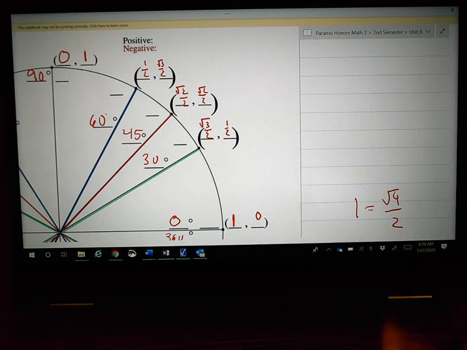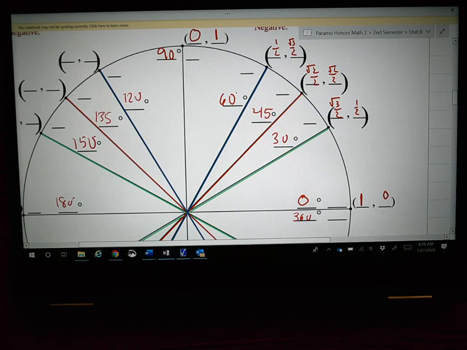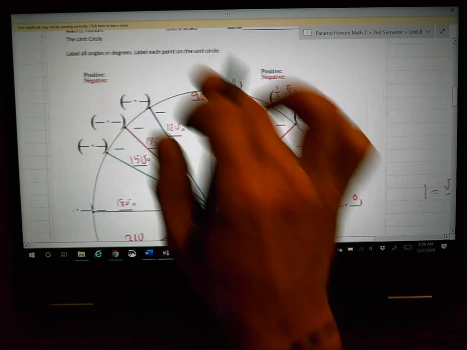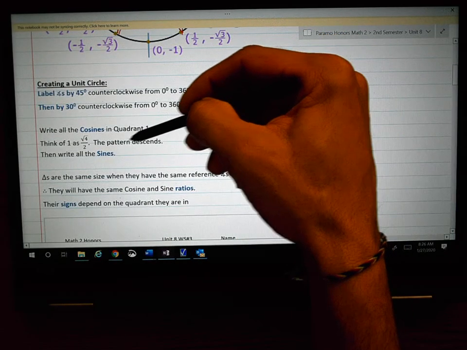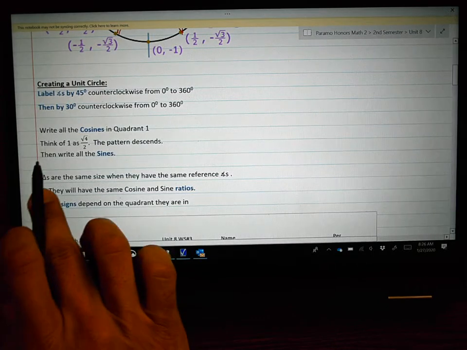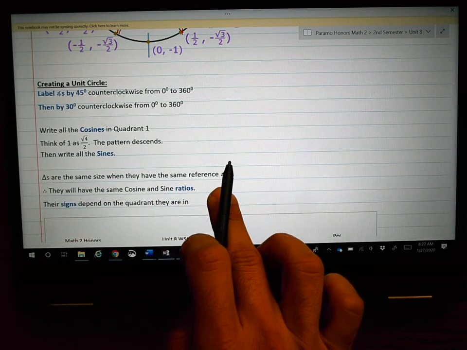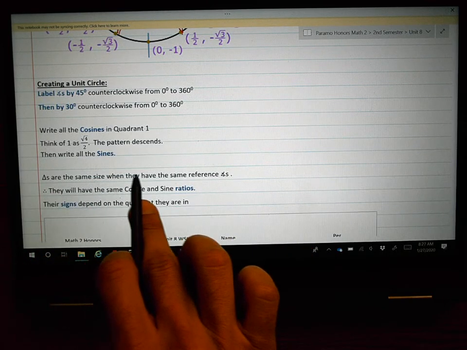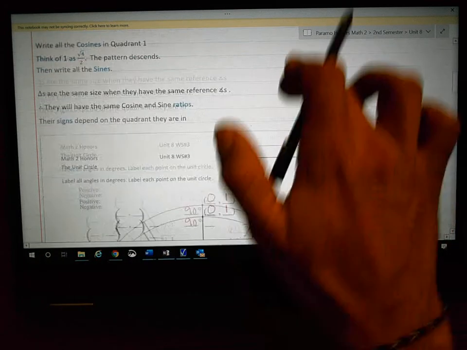In my particular graph that you see here, the thing I want you to realize is that we've done these 5 lines. All we have left to do, triangles are the same size when they have the same reference angles. Therefore, they will have the same cosine and sine ratios but their signs depend on the quadrant they are in. Here's what I mean by that.